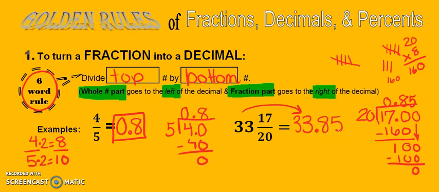Now let's think about how we would read this. 33 and 85 hundredths. Listen to that. 85 hundredths can also be written as a fraction like this. We think it's equal to 17/20. Let's see if it is.